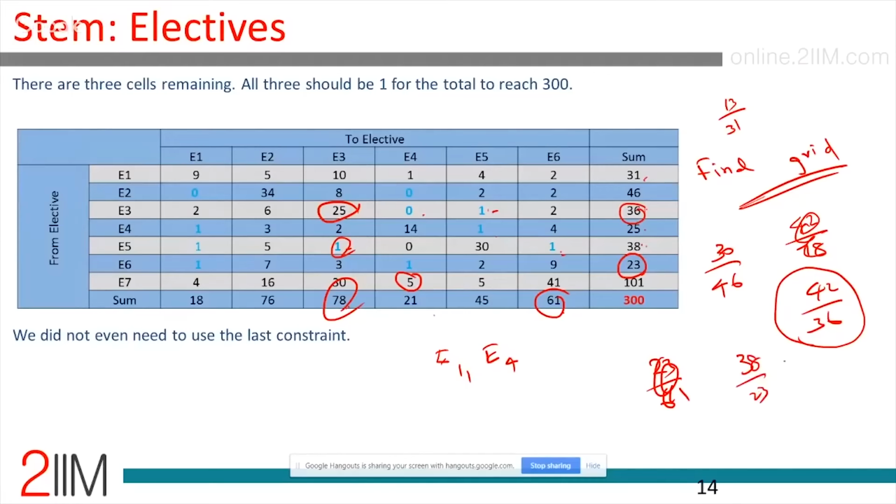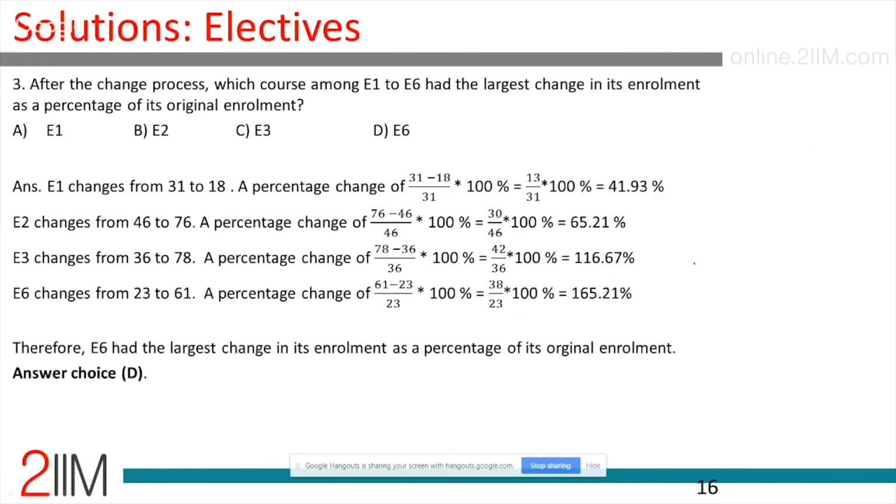That's more than 100% and more than this. So you're looking at E6 as the right answer for maximum percentage change. Don't get it wrong, obviously. I can afford to get it wrong. You should be more careful.